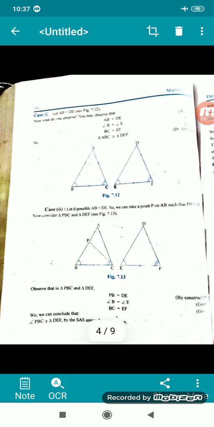Let us start now. Case 1. Let AB be equal to DE. Figure 7.12. Please concentrate. AB is equal to DE, which is assumed.